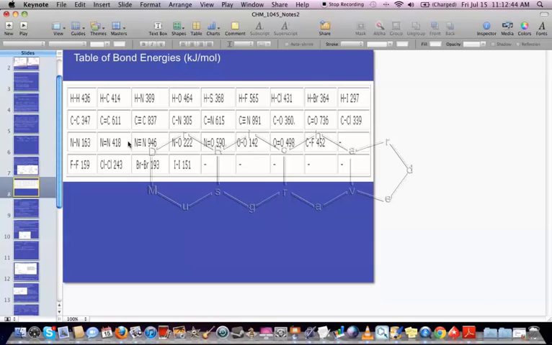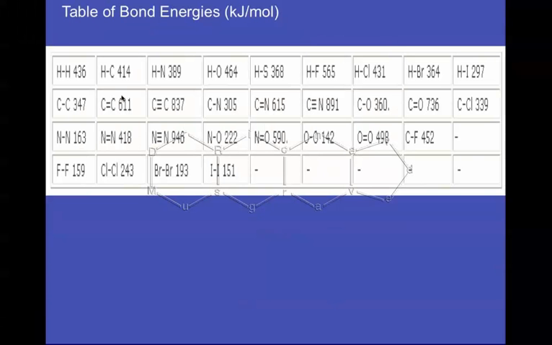So anything we use may or may not match the 611 here. It might be a little bit different, it might be higher, it might be lower for our particular compound. That's why any value we come up with for delta H will end up being an estimate, because these are all averages. Right, so let's go back to the table here.